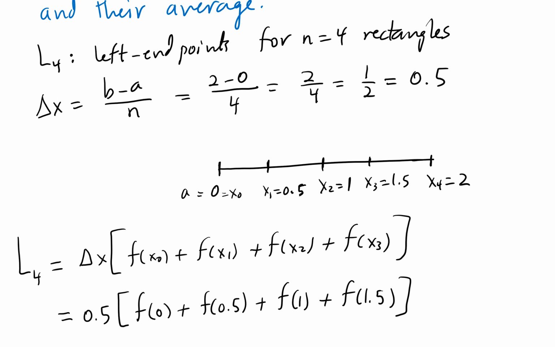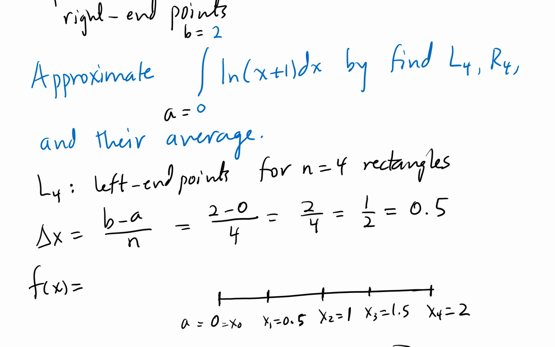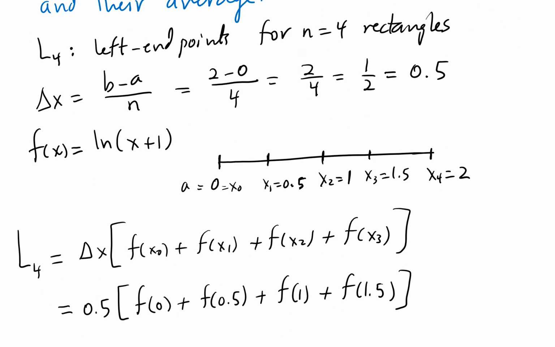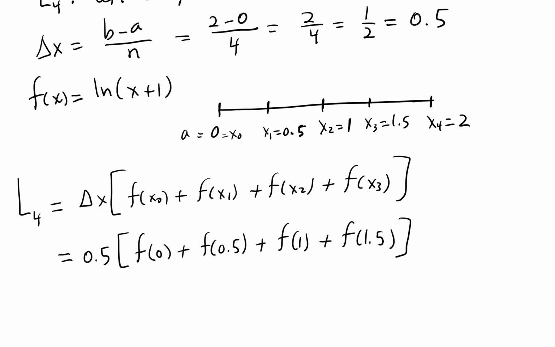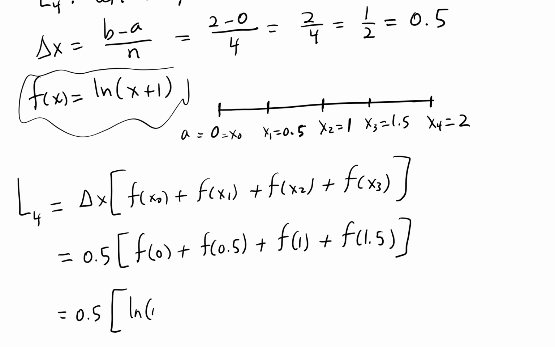And you might say, where's f? Well, f of x is the function inside this function that I'm going to highlight. This is always the one before delta x, that's f of x. Natural log of x plus 1, that's f of x. So to calculate this, f of 0 means substitute x0 into the function. That's the function. So you get natural log of 0 plus 1. Substitute 0.5 plus 1. Substitute 1 plus 1. Substitute 1.5 plus 1.